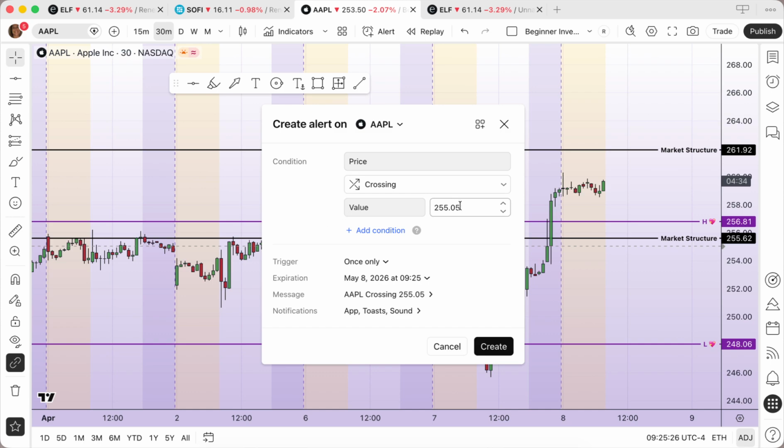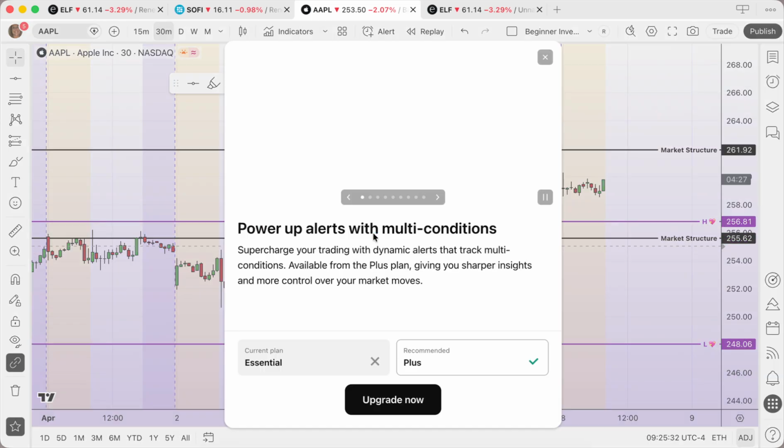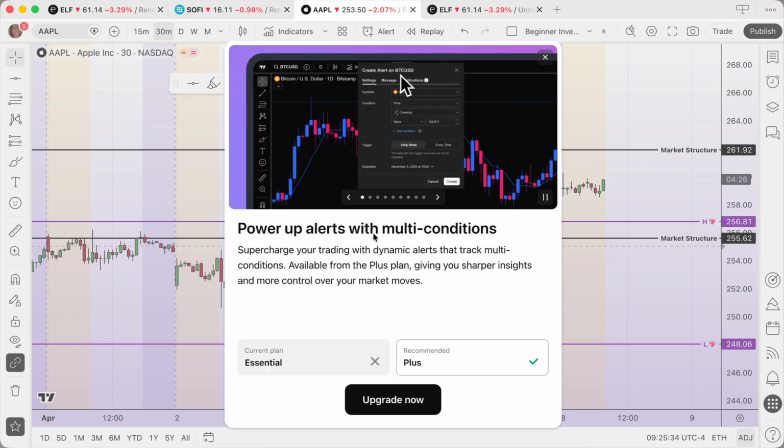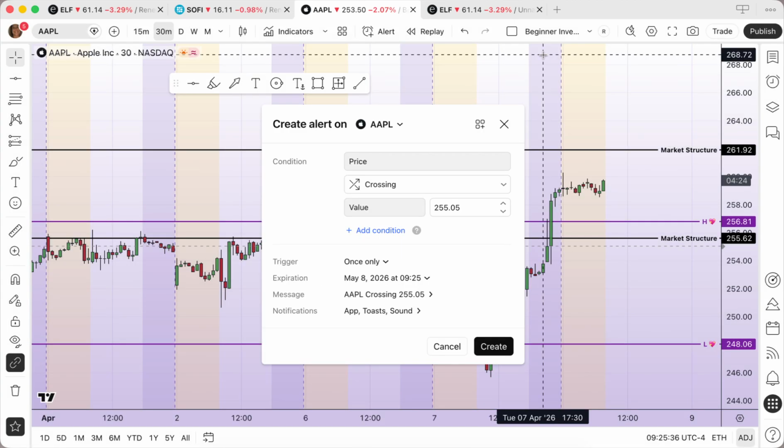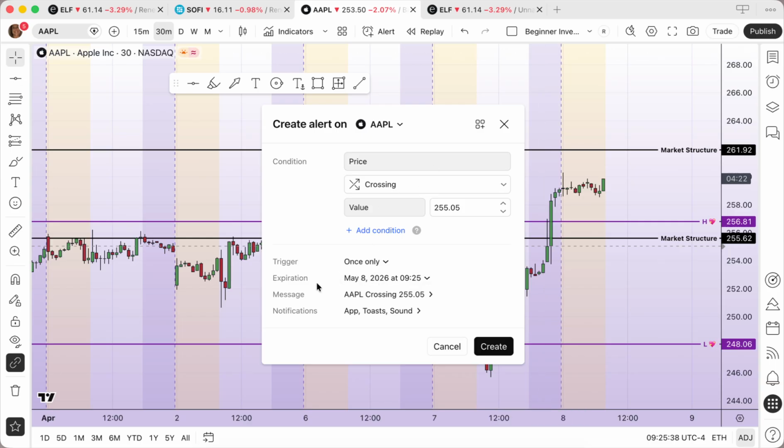And you can change it here. Let's say I really wanted it closer to here. You can change your price here, up or down. You can add a condition, which I would need to upgrade to do, but we don't need to add the condition. And it expires in a month unless I change it. And this is the message I will get in my alert: Apple's currently crossing at 255.05.